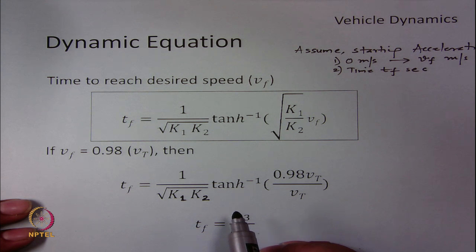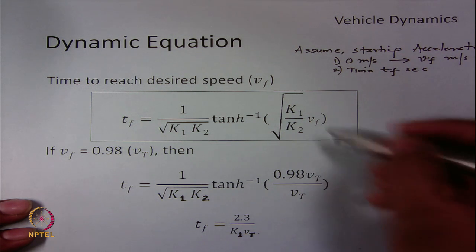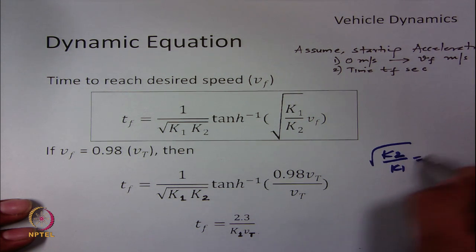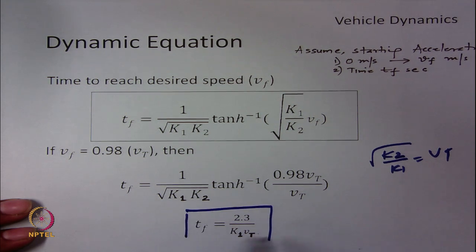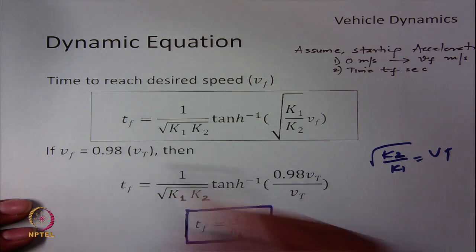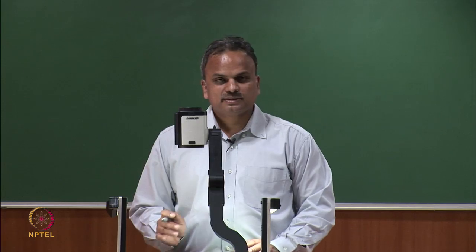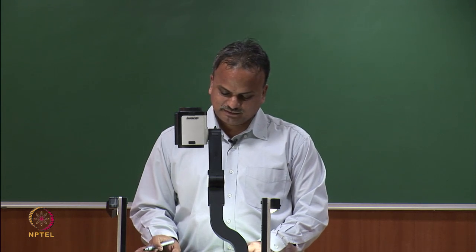speed range, then we can simply substitute V f as 0.98, and we all know that root of k2 by k1 is V t. If we substitute this, we will get a very simplified expression for T f. So, this is a rough value of time we need to achieve 98% of the terminal velocity, which is 2.3 by k1 into V t. These are some simple formulas which can be used to do some performance analysis.